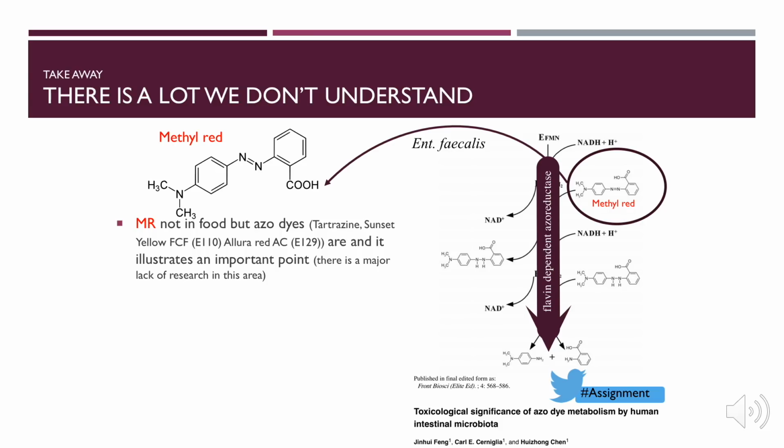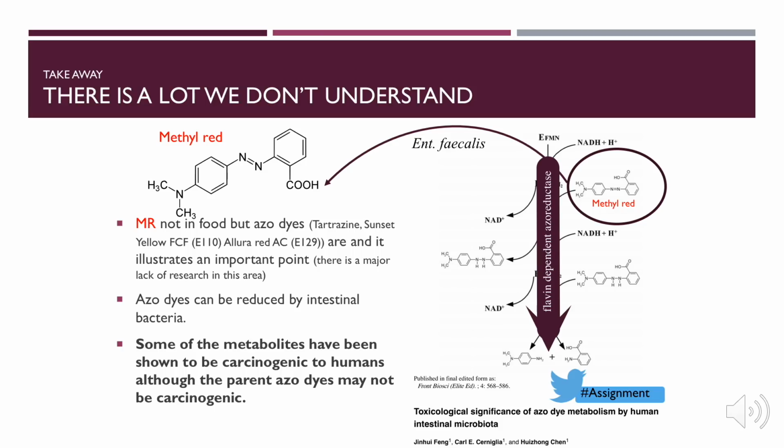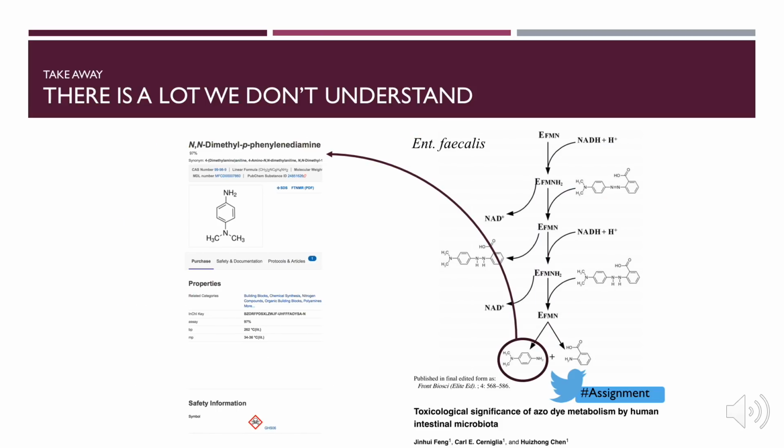So when you talk about the enzyme azoreductase interacting with a molecule or a pigment, we have methyl red here. If we're able to cleave this double bond here, we get two different molecules. Now, this one molecule on this side, N,N-dimethyl-p-phenylenediamine, is a potent carcinogen.